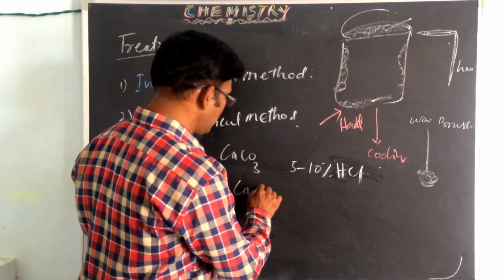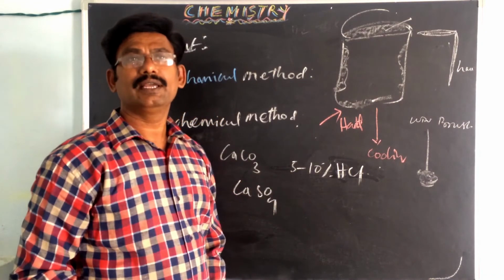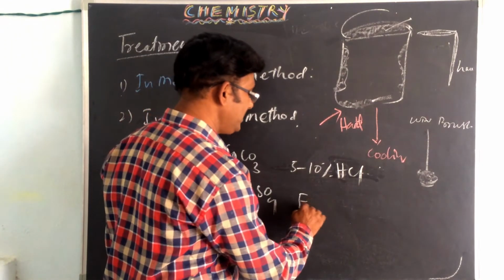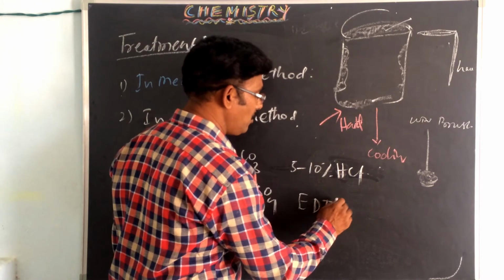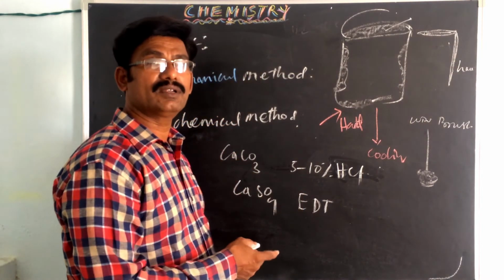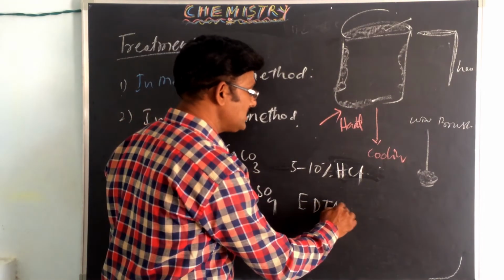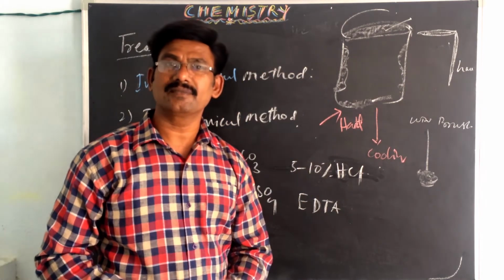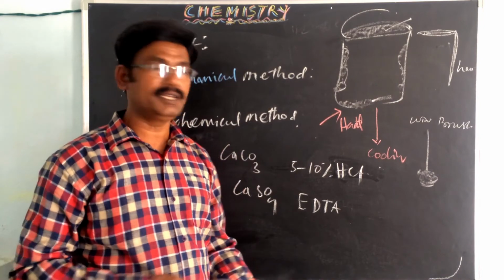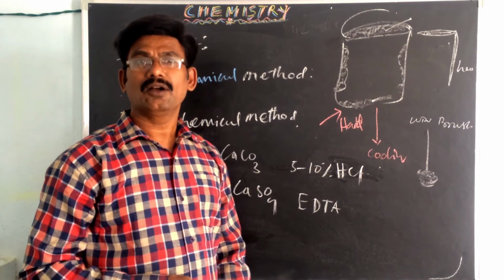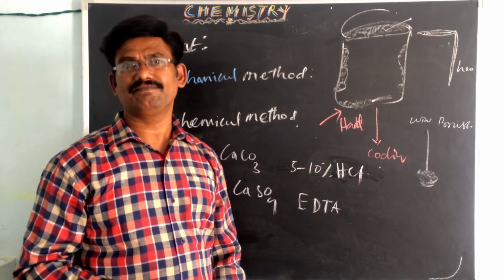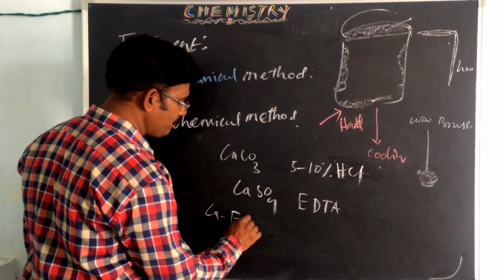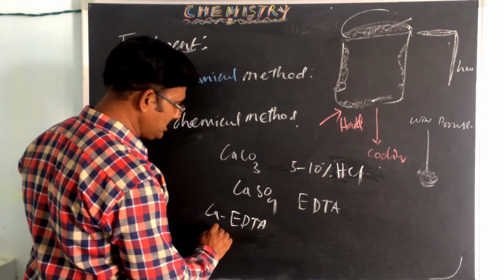If calcium sulfate is present, what do we have to do? These scales are dissolved by adding EDTA, as in the experiment where we estimated the hardness of water. By using EDTA, complex formation takes place: calcium EDTA and magnesium EDTA. These complexes are highly soluble in water.